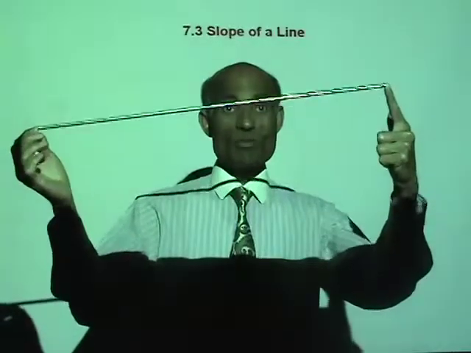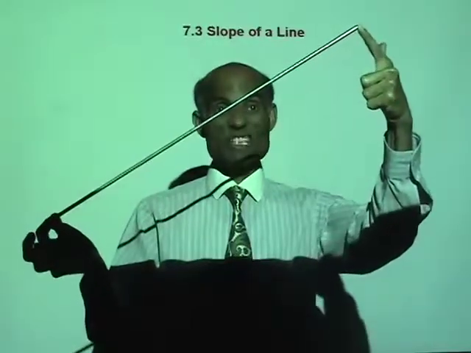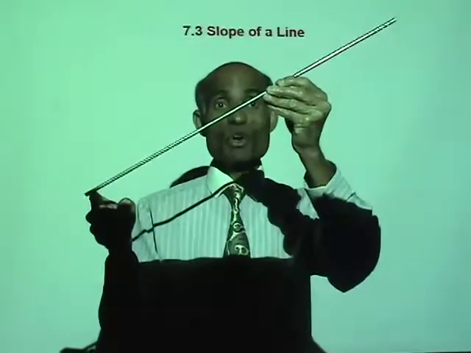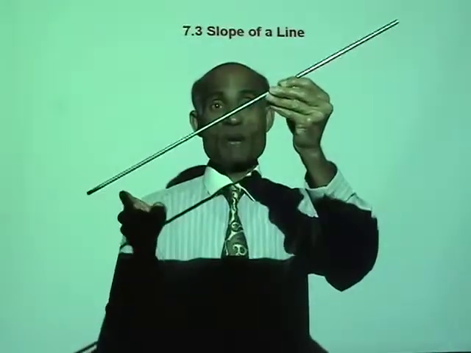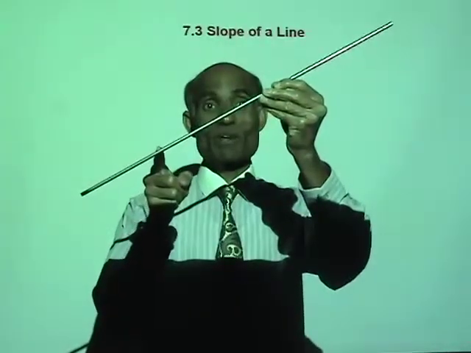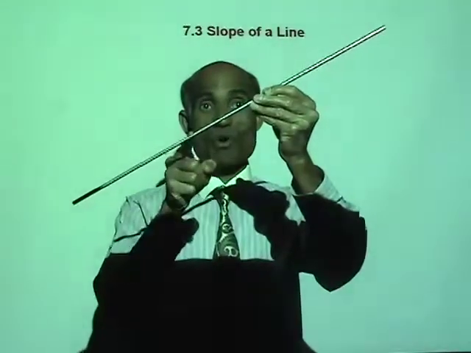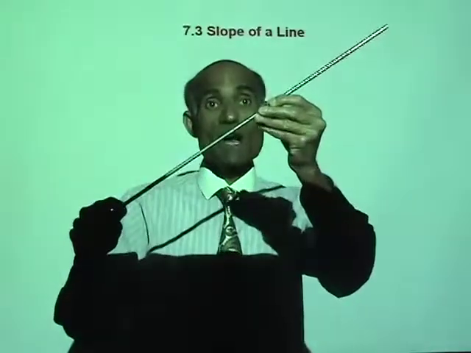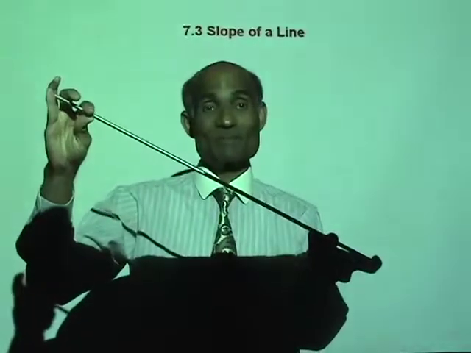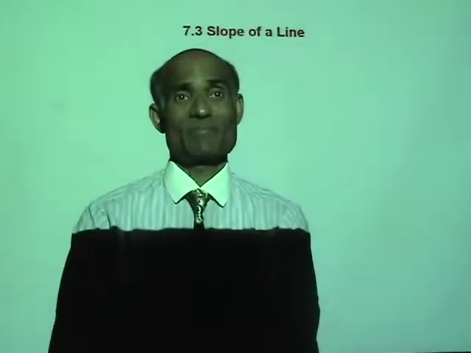But look at the way it begins to slope. Now, this has a slope. What does that mean? It means if I want to go forward, every time I take a step forward, I also have to go up. Is that right? This is sloping upward, and this is sloping downwards. So you have a fair idea what slope is.